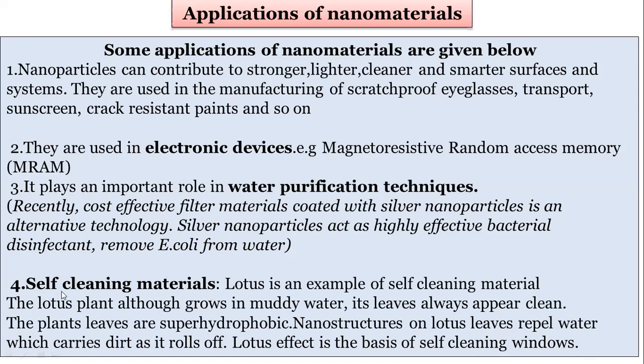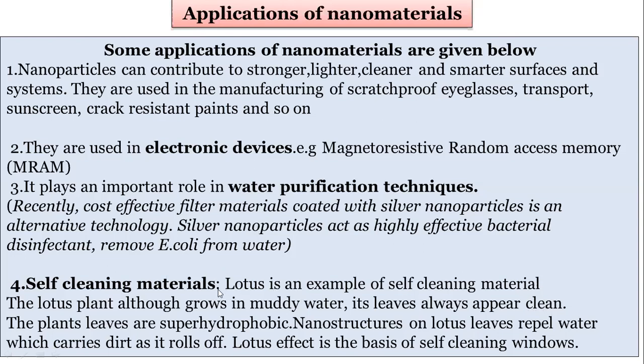The next application is self-cleaning materials. Lotus is a good example. All of you know about this lotus. The lotus has a specific property. Lotus is an example of a self-cleaning material. Though the lotus grows in muddy water, its leaves always appear clean. If you see the lotus plant, it grows in muddy water, which means the water is dirty, but you can see its leaves always appear very clean. Why is this happening?